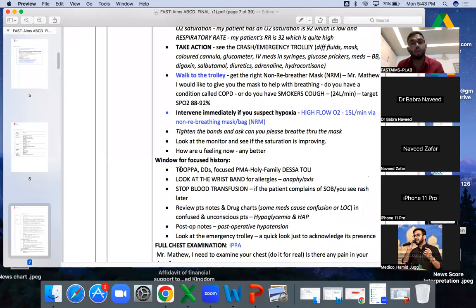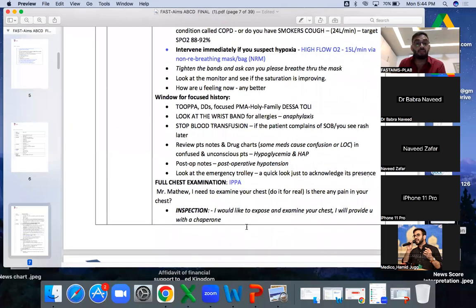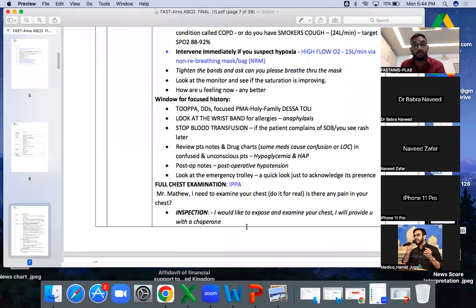In the history window, you will look for everything. Like if a drug chart is there, any drugs available over there. You have to look at everything in this time in a very quick way. Like post-operative notes, it could be a bleeding scenario, so post-operative notes could be there. Any MEWS chart, anything could be there, and you should have a sharp look on all that in your history.